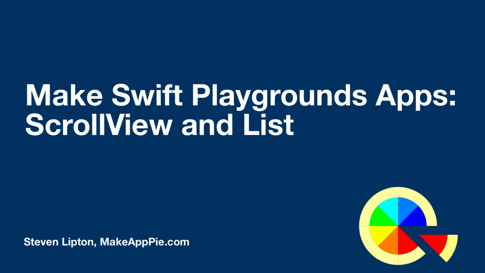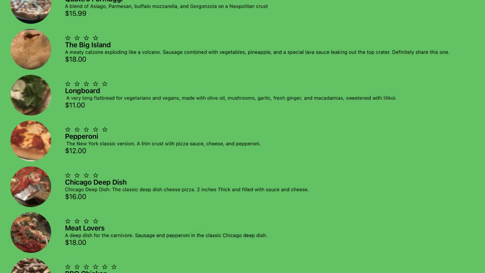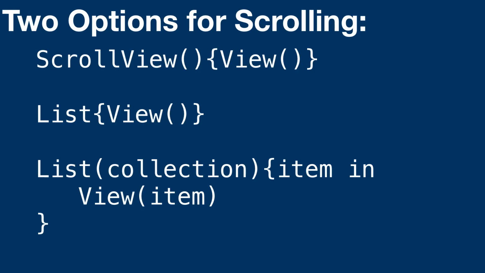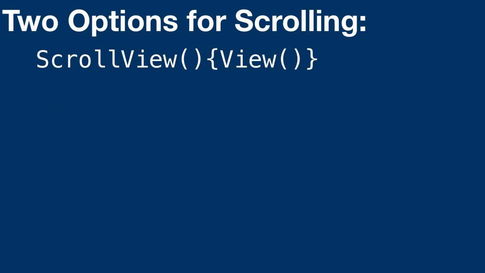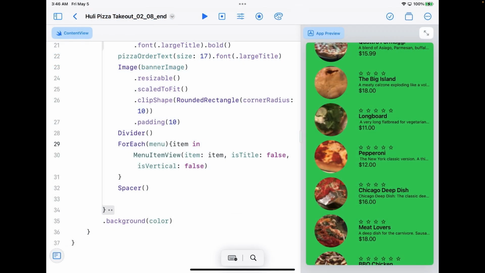The app is looking a lot better with pizza photos and menu entries. However, we want that menu to scroll. There are two ways we can do that: ScrollView and List. ScrollView does what it says and takes any view and scrolls it. So let's give that one a try.